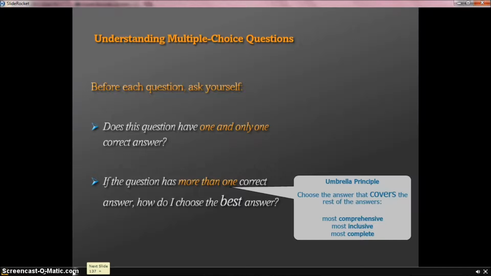Before you answer each question, just ask yourself, does this question have one and only one correct answer? And if the question has more than one correct answer, then how do I choose the best answer? Well, you can apply the umbrella principle. This is when you choose the answer that covers the rest of the answers. So this answer is going to be the most comprehensive one, the most inclusive one, and the most complete.